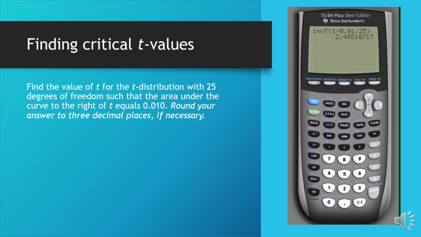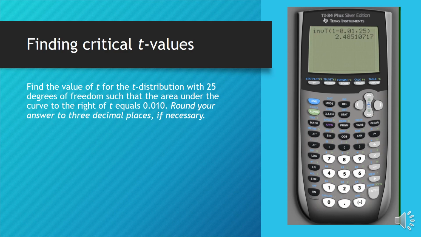As you can see, I just went to second vars. That's going to take you to the distribution list. Now you're going to scroll down to inverse T. If you have the TI-83, you're going to notice that you don't have this option. If that is the case, then you will have to use the table. But if you have a TI-84 or above, or a Casio that can do this, then you have the option of either using the table or using your calculator.